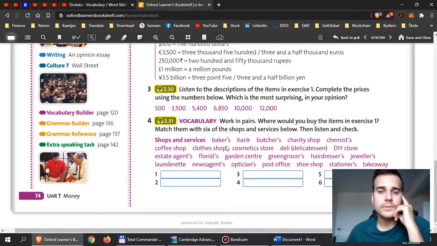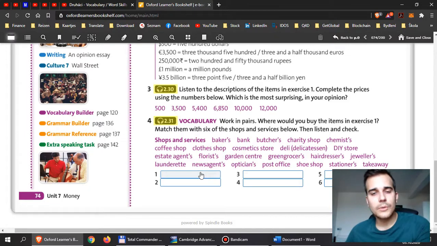Now bakers, what do you think you can buy there? Right? It's about baking, for example, baking bread. Bank is for money. Butchers. Don't forget the pronunciation. We don't say butchers, but butchers. All right. I know that this can be deceiving, but that's English. Now, charity shop, chemists.